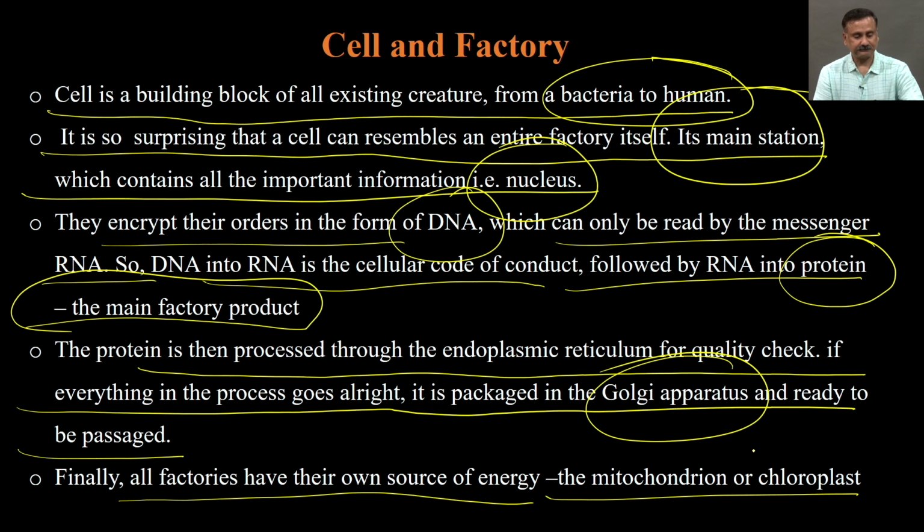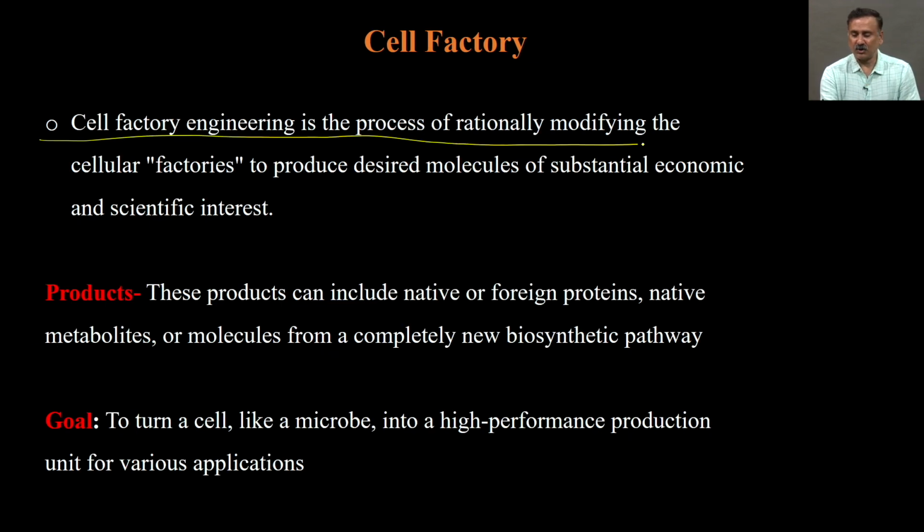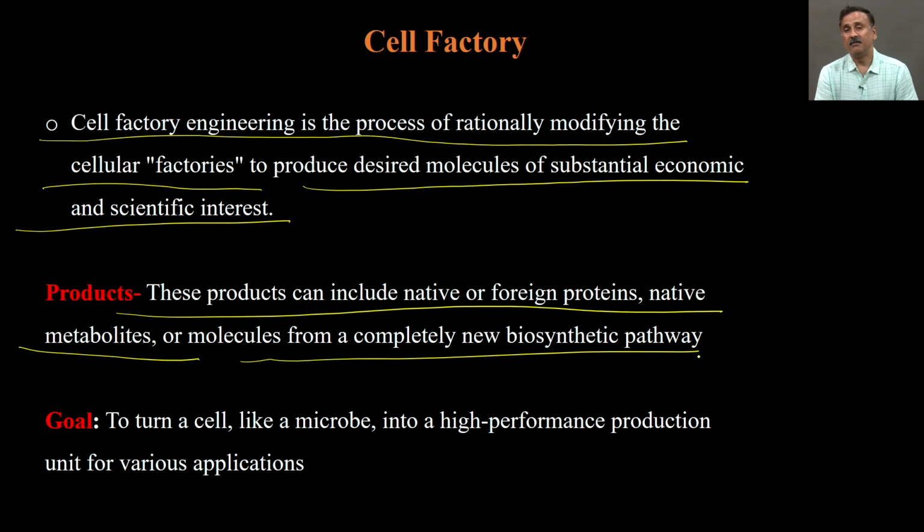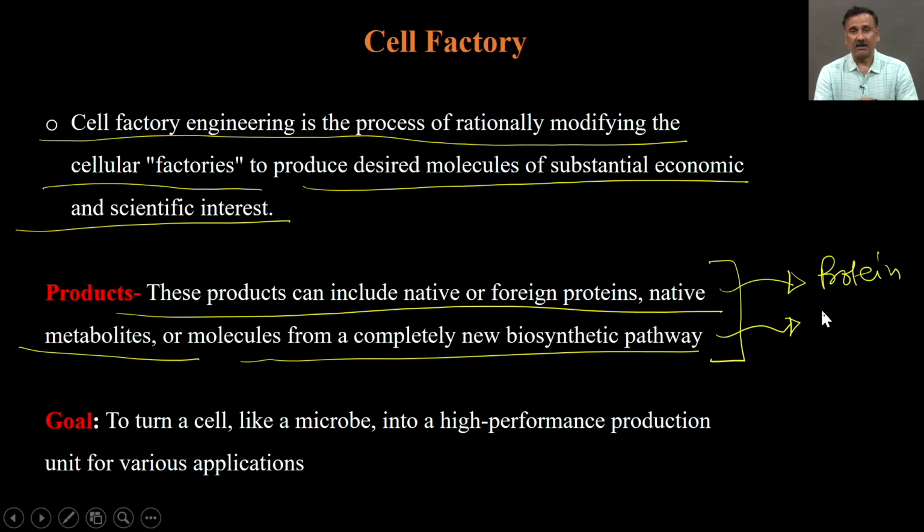do that function. Cell factory engineering is a process of rationally modifying the cellular factories to produce the desired molecule of sustainable, economical and scientific interest. These products can include native or foreign proteins, native metabolites, or molecules from a completely new biosynthetic pathway. So, the cell is capable of producing proteins, and the cell is capable of producing metabolic products, right. So, it is going to produce different types of metabolic products.